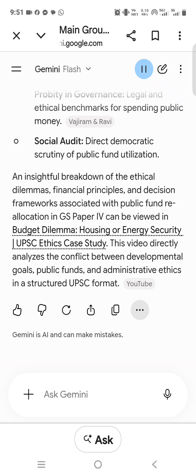Case Study 1. Welfare Funds Siphoning and Local Corruption, MGNREGA, DBT Leakage. Context and Facts of the Case. You have recently taken charge as the District Magistrate, DM, of a socio-economically backward district.